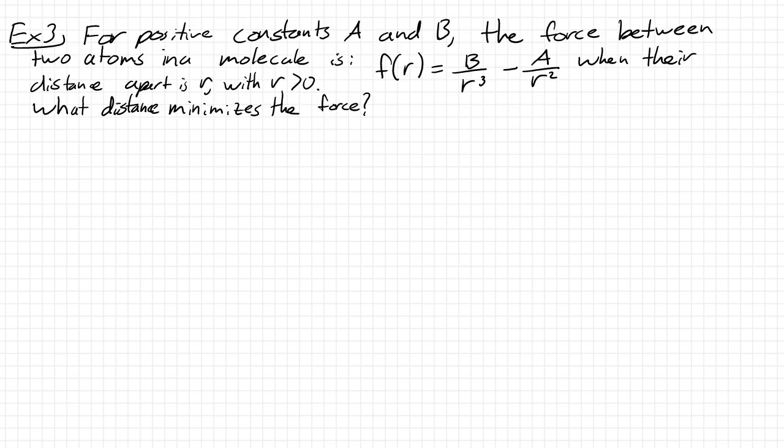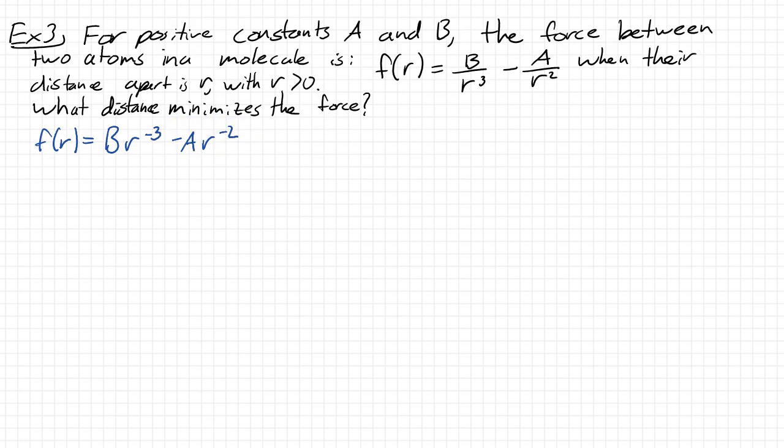To do this, we're going to see what makes the derivative of this force function 0, to see where there's a critical point here. And notice that we can't actually use the extreme value theorem because the domain is r greater than 0. That's not a closed interval. So we're going to have to know what the graph looks like a little bit. First, let's find the derivative. To do that, I'm going to start by just rewriting these fractions as negative exponents. So we can say that f of r is b r to the negative 3 minus a r to the negative 2.